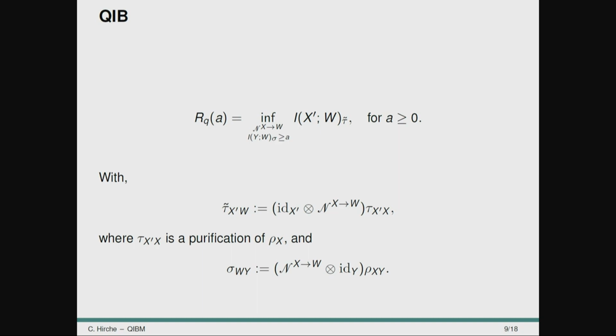But since we're in the quantum setting, we can't copy information. We have to play a trick by purifying the initial data state, let's call it rho x, and apply the map to this purification. But this is a bit inconvenient for analytical reasons, because now both mutual informations are evaluated on different states. And this makes it much more complicated to handle this quantity, and I'll get back to that on the next slide.